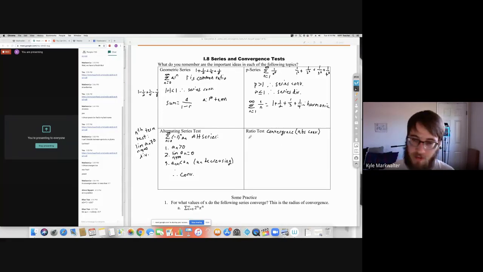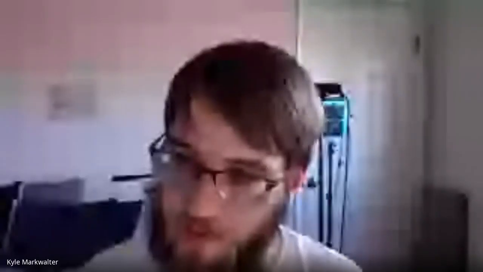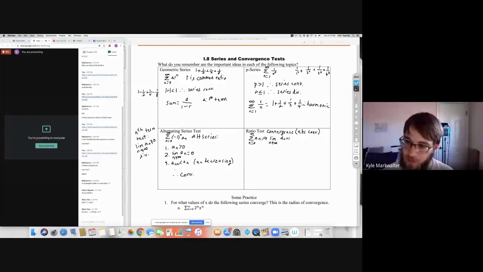So here's the ratio test. If we have some series, I'm going to make one up, from 0 to infinity, then we find the limit as n approaches infinity of a sub n plus 1, so we take the series but instead of n we say n plus 1, divided by a sub n, and take the absolute value of that. We get a limit, L. Here's what we know. If L is less than 1, then our series is absolutely convergent.